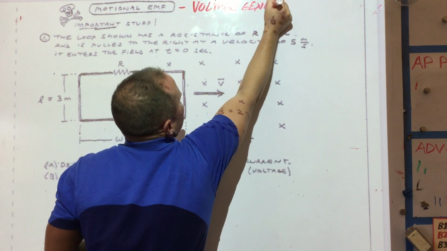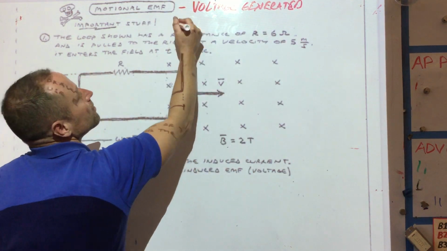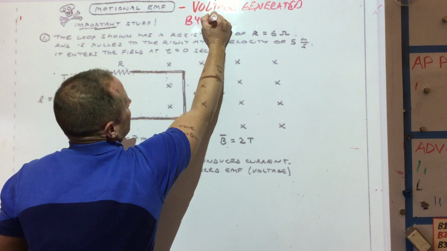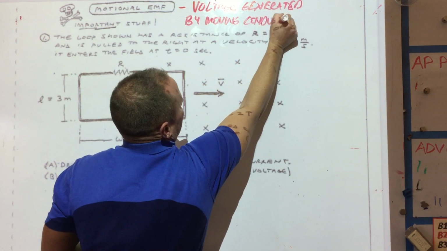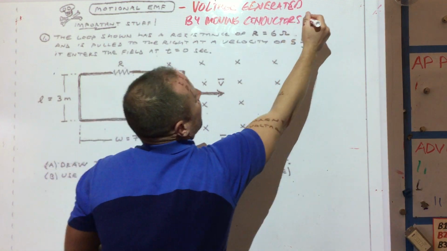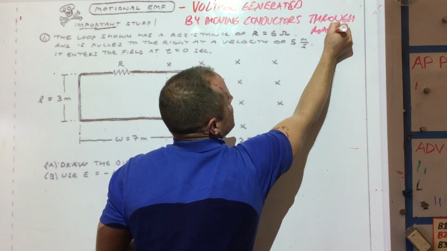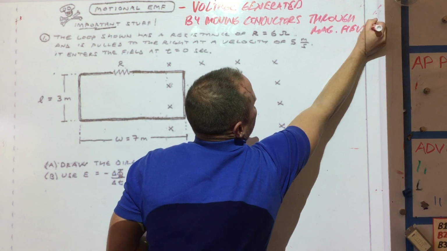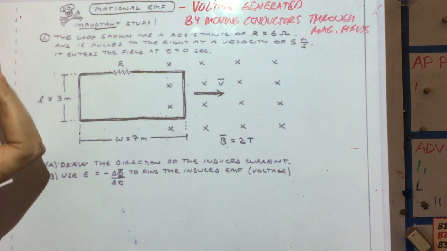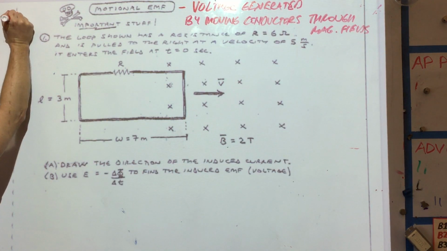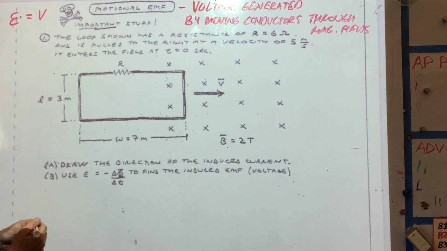Again, all motional EMF is, is voltage generated basically by pulling conductors through magnetic fields. I'm going to say mag fields. So again, whenever you see EMF, you can immediately think of that as voltage, okay? So the symbol for EMF is often going to be like this, but when you see it, it's really just a voltage difference, or V, okay?